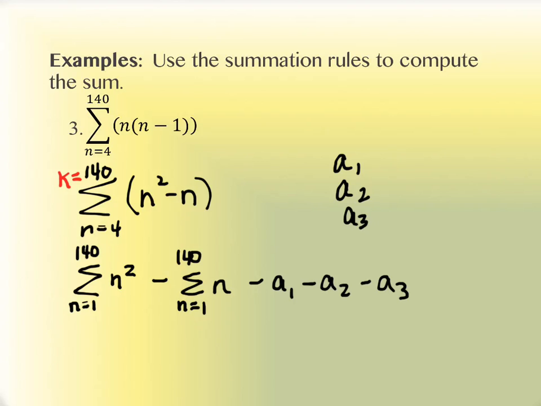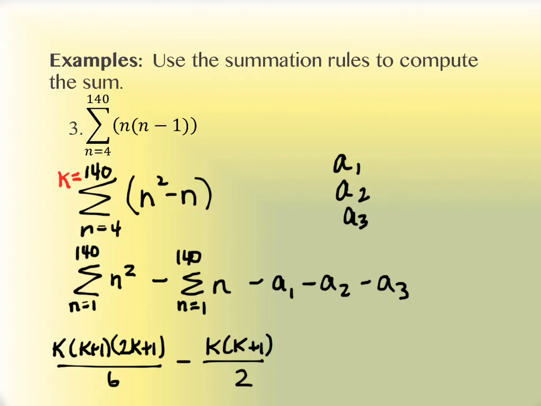Okay. So the formulas say that what I've got here on the first piece is going to be, and I'm using k, k times k plus 1 times 2k plus 1 over 6. And then I have k times k plus 1 over 2. All of this is going to be done when k is 140. It's the top value. But I need to figure out what in the world A1, A2, and A3 are for the original problem. You can either do it from here or from here. I'm going to do it from here.